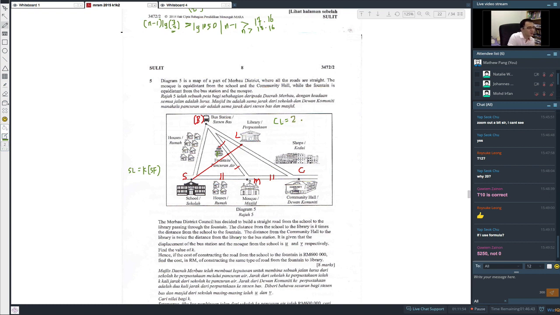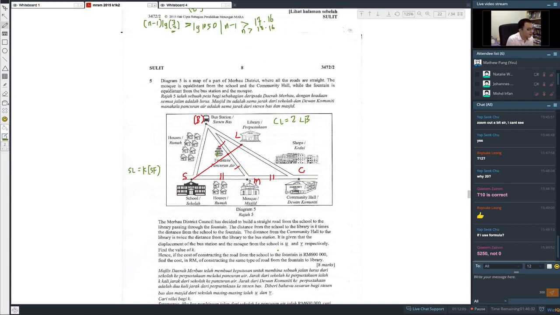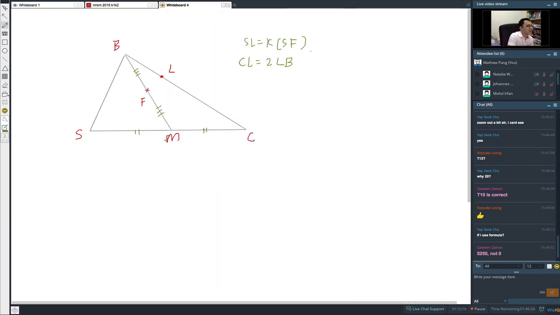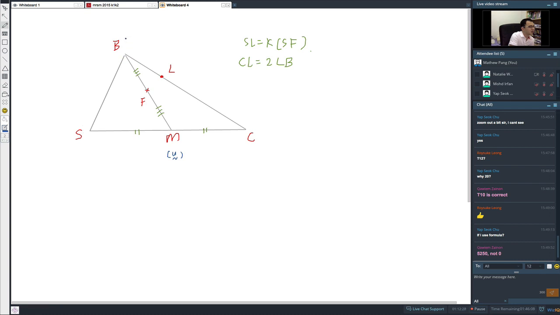Then it's given that the displacement of the bus station is U and most will be V. Okay, so I know the displacement. Displacement to the bus stop is U, and for most you have V. The displacement also tells me the distance. So the distance from school to the bus stop is U, and from school to the most is V.